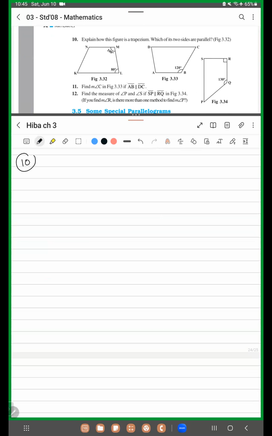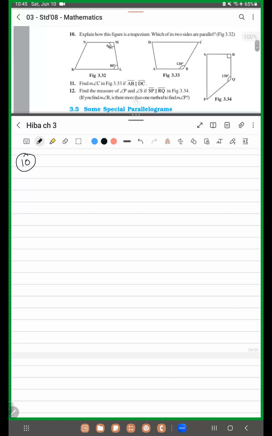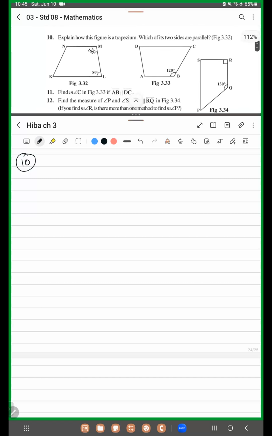10th one. Explain how this figure is a trapezium, which of its two sides are parallel. What is the condition in a trapezium? The only condition of a trapezium is that it has one pair of parallel sides. And so which of these two sides are parallel? We are supposed to explain how.